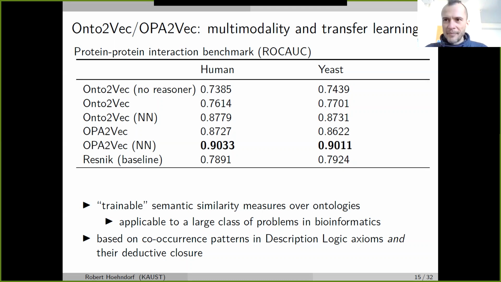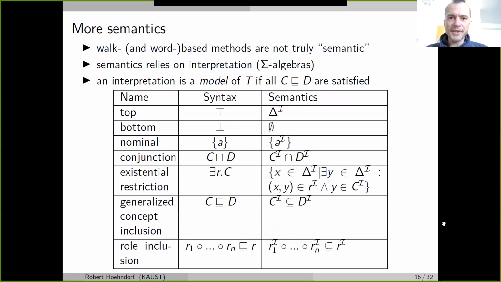So let's try to look into what we tried to do more recently, and how to capture the semantics. Any of these word-based methods cannot actually capture the semantics. They only capture co-occurrence relations in the axioms. And the semantics relies on interpretations, or if you prefer, sigma algebras or universal algebras, which are the model structures of first-order logic theories, and description logic is a fragment, usually the two-variable fragment or a little bit more limited, of first-order logic.